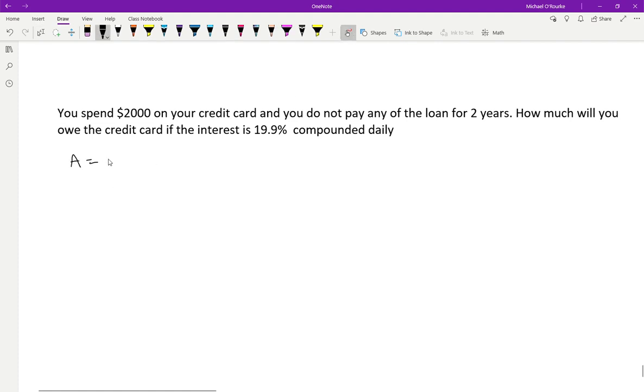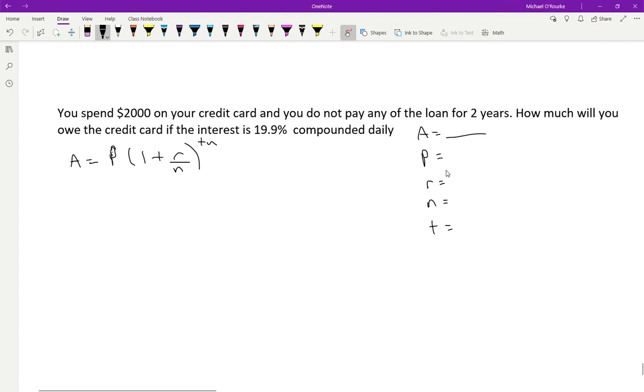So amount equals P bracket 1 plus R over N, to the power of Tn. So what are we looking for here? Our final amount, or how much we need to put in right away? The final amount. Okay.